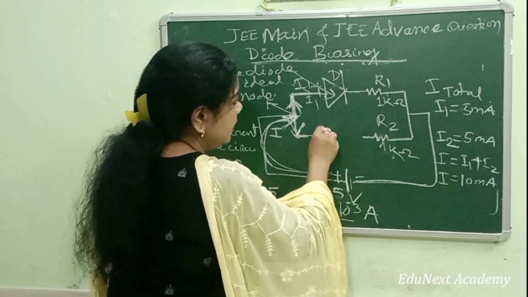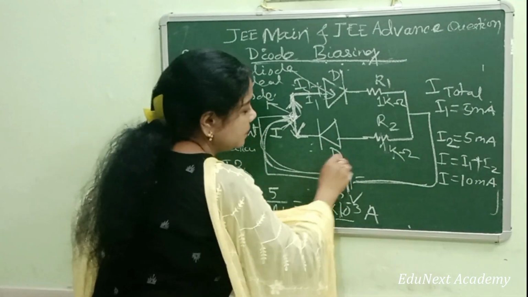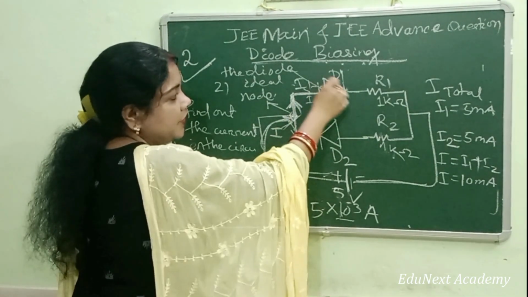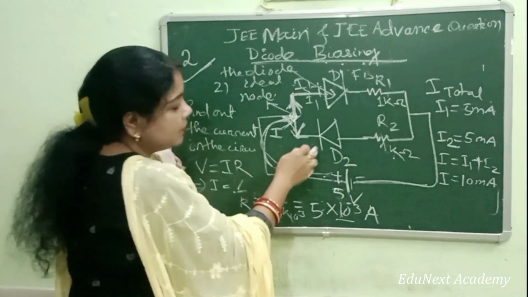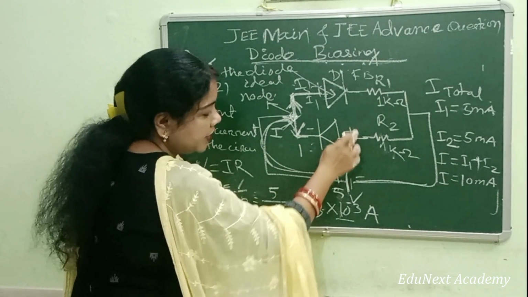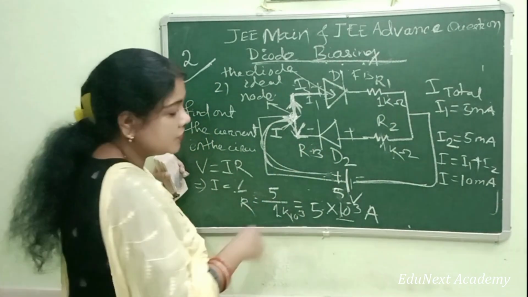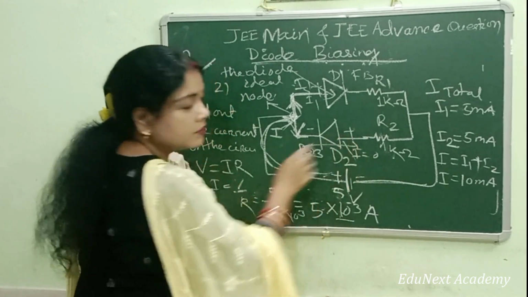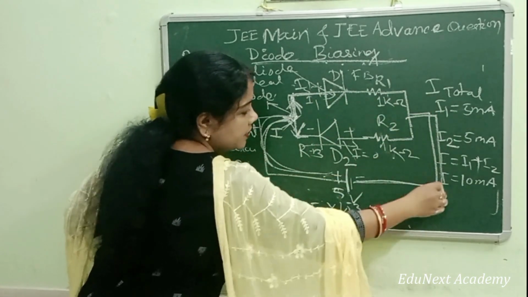Let's see, if I reverse the direction of the second diode, D2, what happens? Now see, diode D1 conducts because it is in forward bias condition. But diode D2, this is minus, this is plus, and plus, minus, so it comes in reverse bias condition. In reverse bias condition, current I is equal to 0. No current flows. This current will flow in the first branch only.